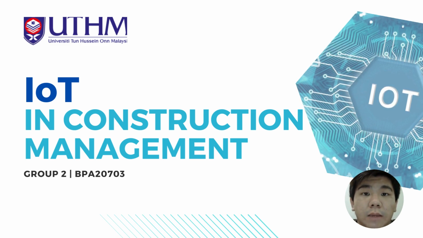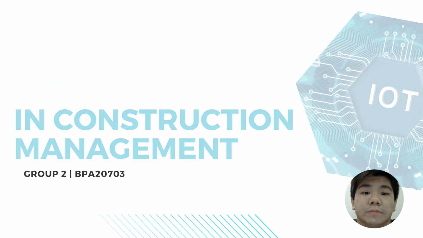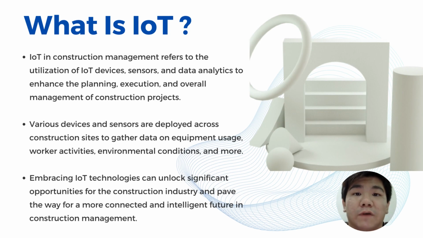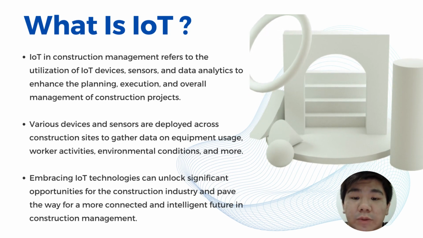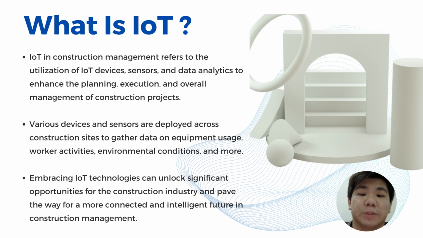So now, me and my group members are going to present our group assignment, which is IoT in construction management. So, what is Internet of Things? Internet of Things, IoT, in construction management refers to the utilization of IoT devices, sensors, and data analysis to enhance the planning, execution, and overall management of construction projects.